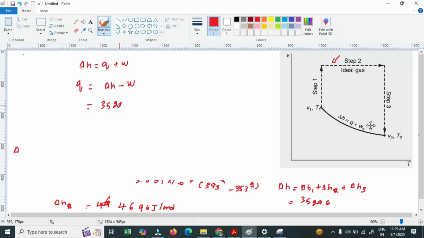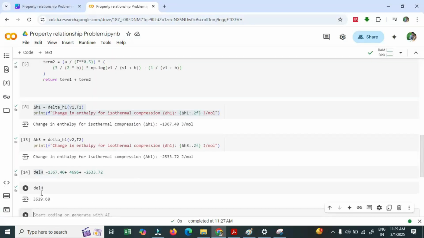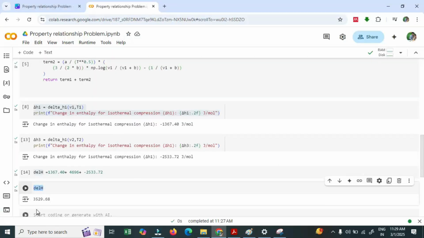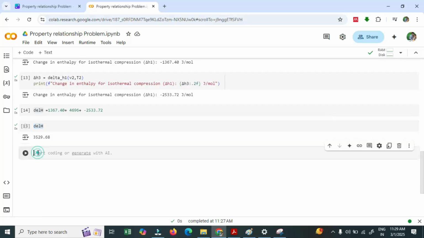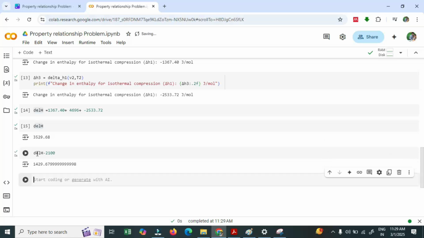Yeah, 2100. So del H minus 2100, I'll get the answer: the heat supplied per mole is equal to 1429.67. It is close to my exam value. So in the next lecture I'll be solving the same problem but using the departure function.